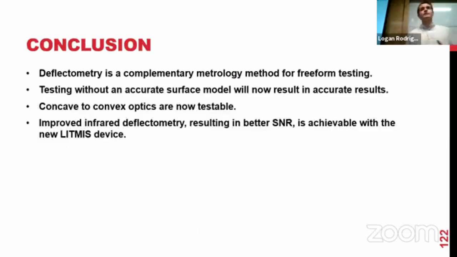In conclusion, deflectometry is a complementary test method for freeform testing. It can be used as a tool in conjunction with other methods for an optician. Testing without an accurate surface model now has more accurate results using the MID method. We can test from concave to convex, and the infrared deflectometry now has an improved source.